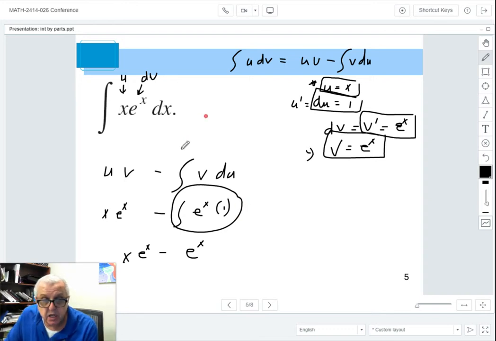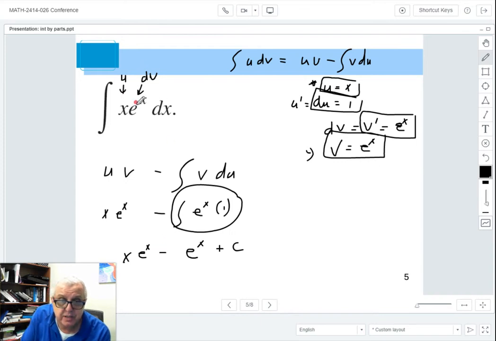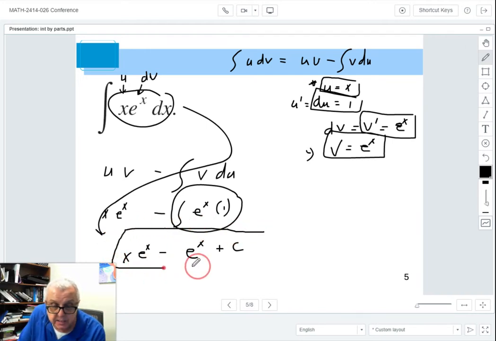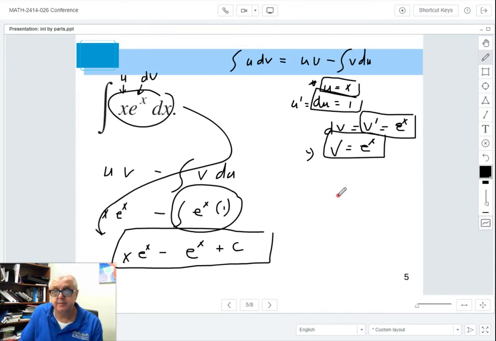So we're done. Oh, by the way, when you integrate e to the x, don't forget there's a plus c after it, a constant. So we're done. This is our final answer. When we integrate this, we get x e to the x minus e to the x plus c.